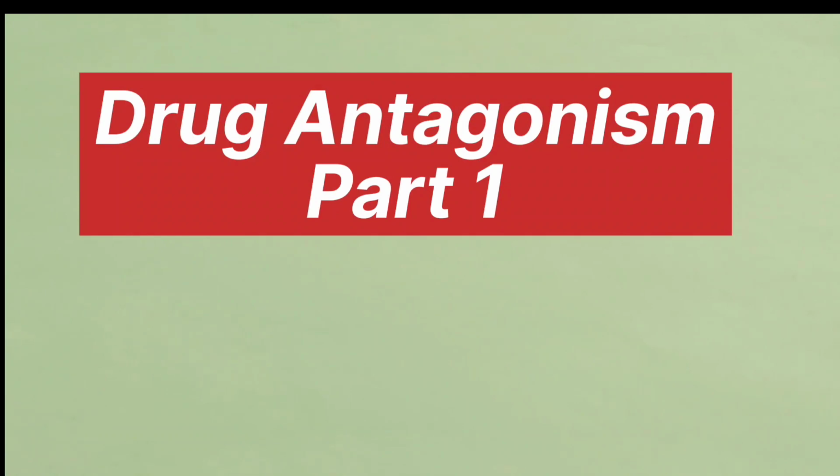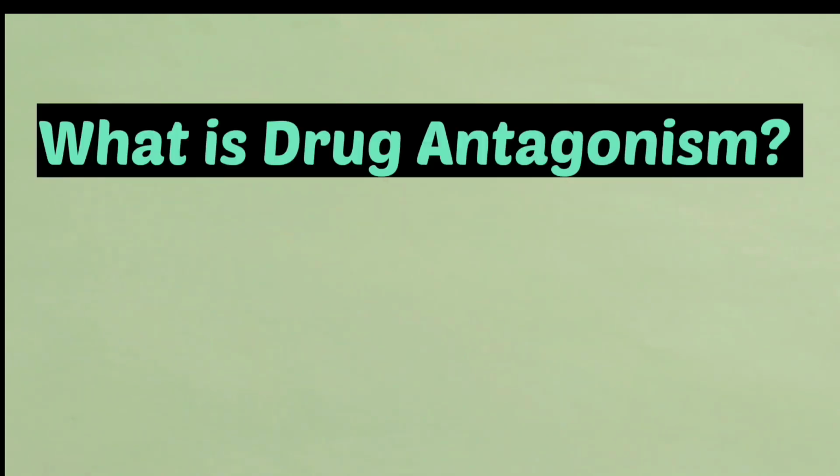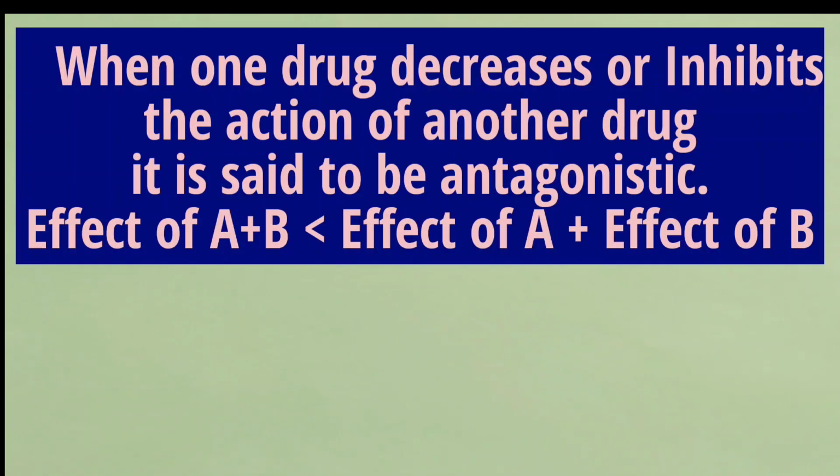The topic of this video lecture is drug antagonism. So what is drug antagonism? When one drug decreases or inhibits the action of another drug, they are said to be antagonistic. In antagonism, the combined effect of two drugs is less than the sum of the effects of the individual drugs.